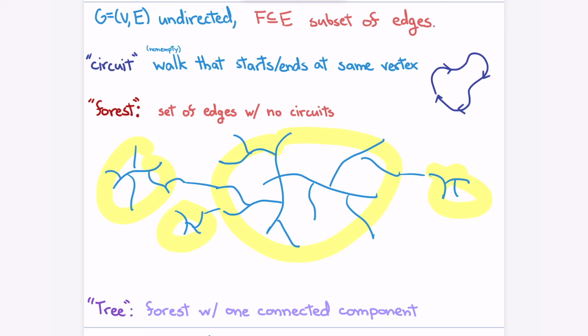A forest is a set of edges with no circuits. So forests are made up of trees. Or a tree is a forest, but there's only one connected component. Okay?